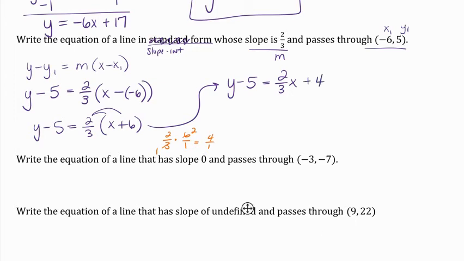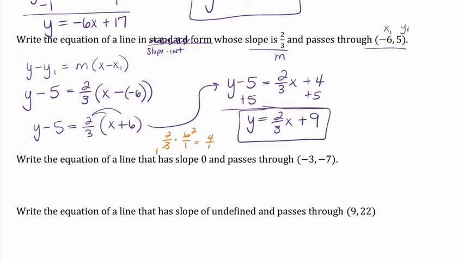Okay, then last, we want to put it in slope-intercept form. So I want to get y by itself. So I'm going to add 5 on both sides. I get y equals 2/3 x plus 9. And there is our slope-intercept form.